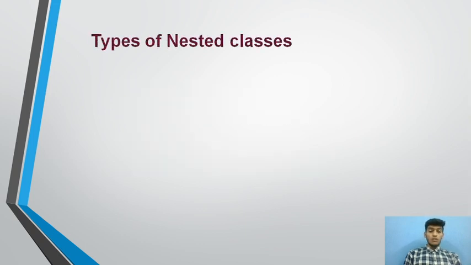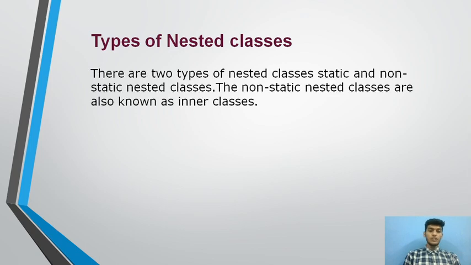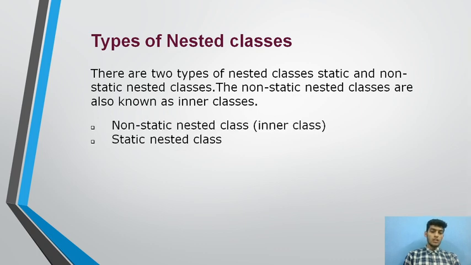Now, let us discuss the types of nested classes. What are the types of nested classes? There are two types of nested classes, static and non-static. The non-static nested classes are also known as inner classes. So, non-static and static, these are the two types.